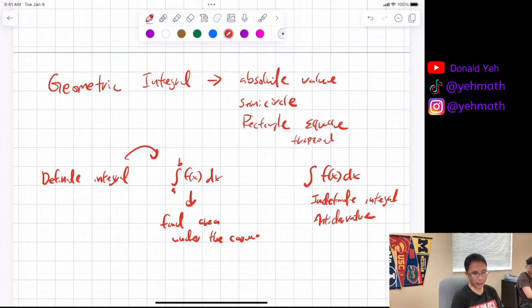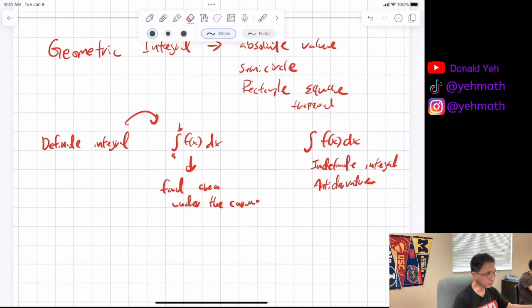So let's rewind everything. Geometric integral you can use for absolute value. Usually it takes a lot less time to do absolute value. Semicircle, it's impossible to do with a normal integral. Like the rectangles and the squares that you calculated for yesterday's homework, those are definitely the easy part. The definite integral is going to be the area under the curve. The antiderivative is just integration without the boundaries. Now let me review all that.